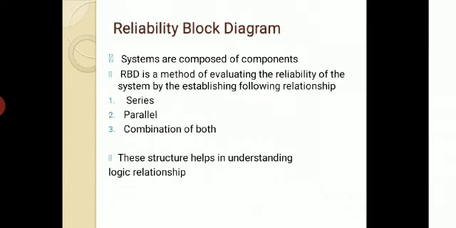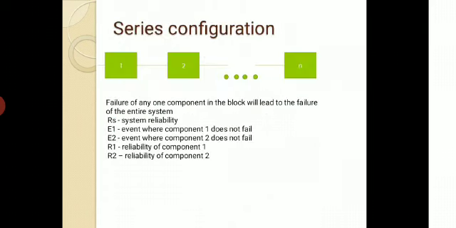Reliability block diagrams. We have 3 kinds of reliability block diagrams: series, parallel, and a combination of both. These structures help in understanding logic relationships. Series configuration: failure of any component in the block will lead to the failure of the entire system. So look at the diagram: 1, 2, 3, 4 up to n. If any one component fails in the system, the entire system is going to fail. This is what a series configuration is.